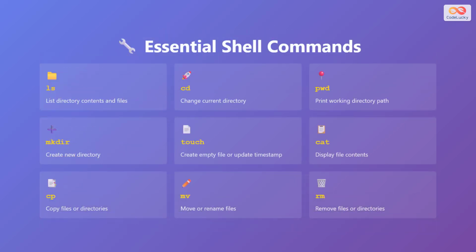Let me introduce you to some of the most fundamental shell commands you will use regularly. The list command shows directory contents. The change directory command moves you to different folders. Print working directory displays your current location. Make directory creates new folders. Touch creates empty files or updates timestamps. Cat displays file contents. Copy duplicates files or directories. Move renames or relocates files. And remove deletes files or directories. These 9 commands form the foundation of file system navigation and management in any shell environment.